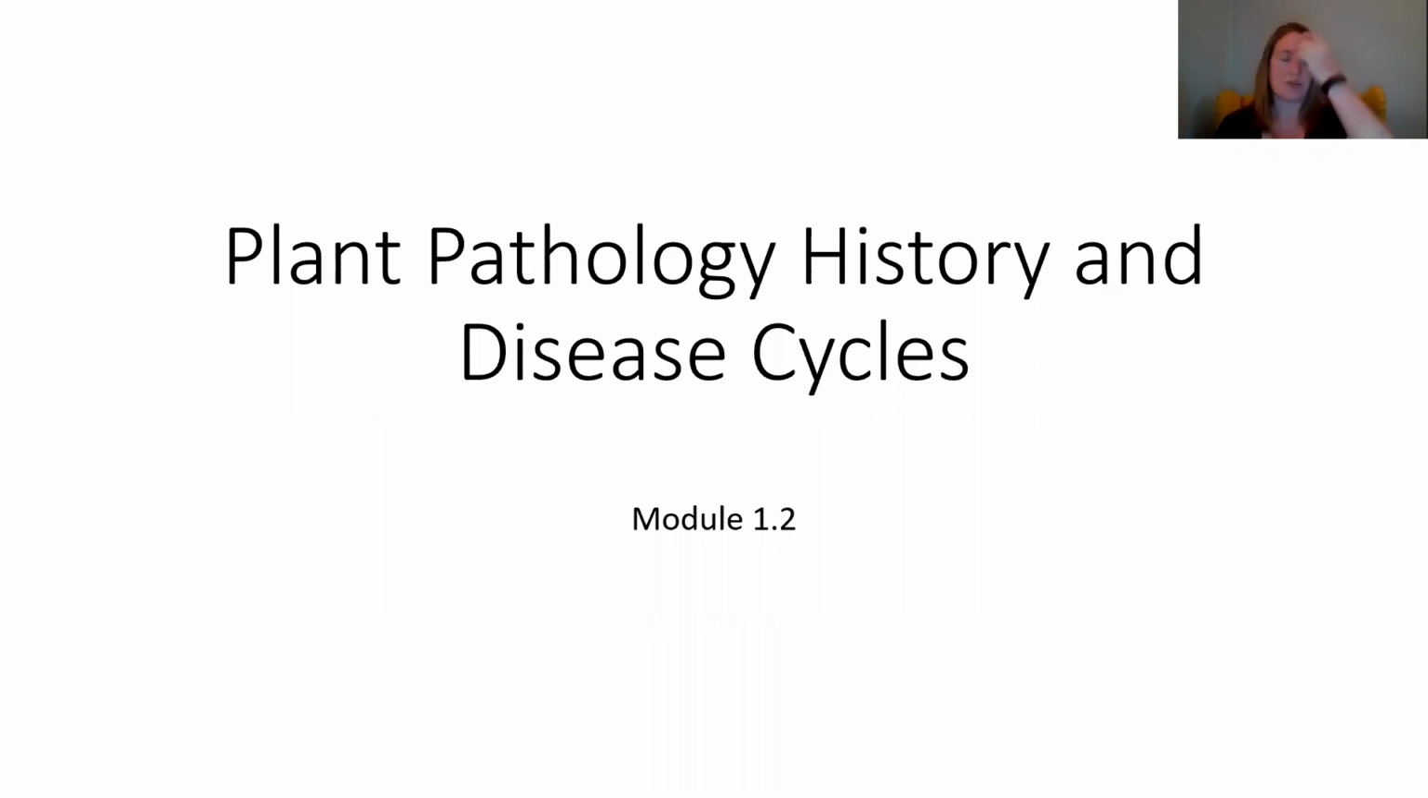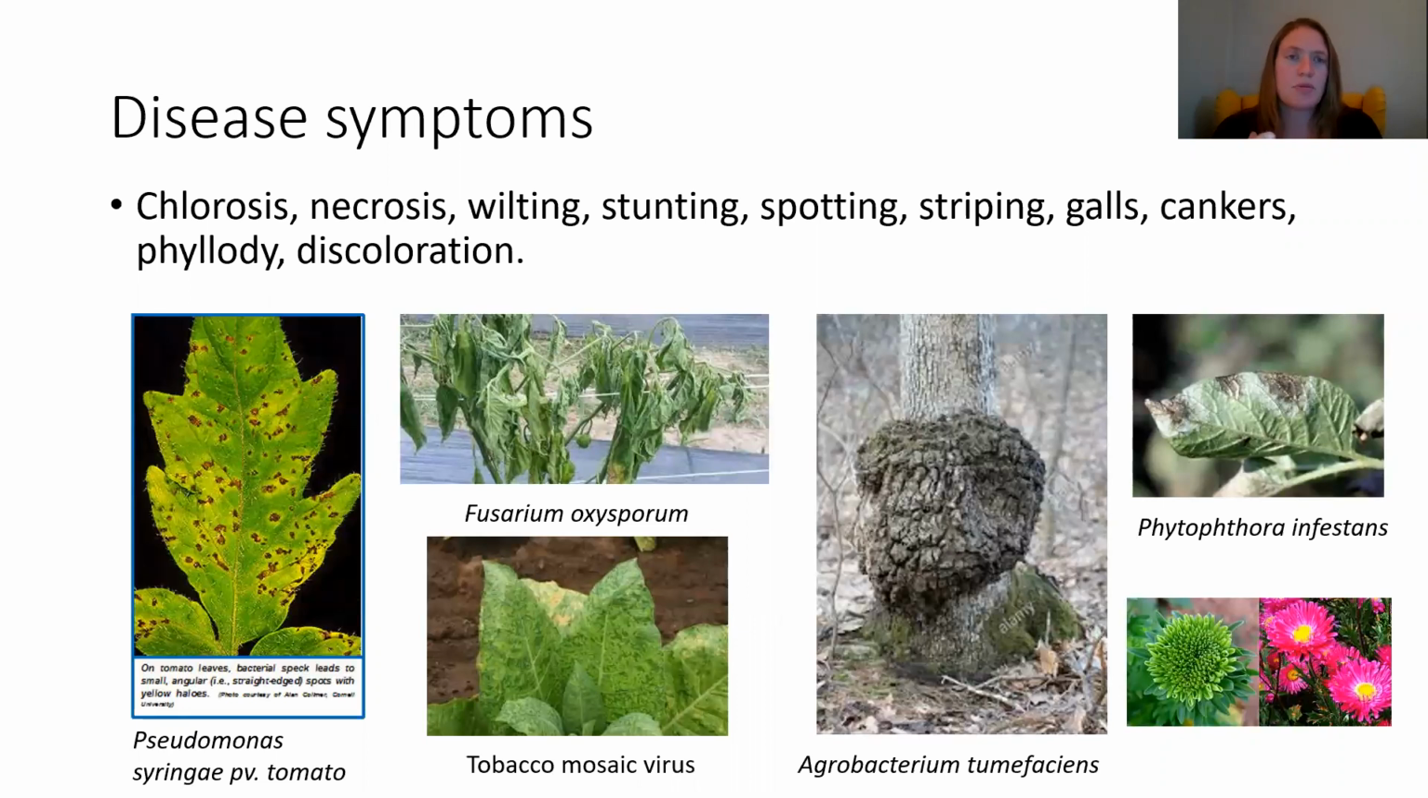And today I just want to introduce plant pathology history and some disease cycles as part of your module 1.2. So really quickly, symptoms can involve many different types of visual phenomenon. In general, when we look at plant disease, we're thinking about reduction of yield or biomass production by plants.